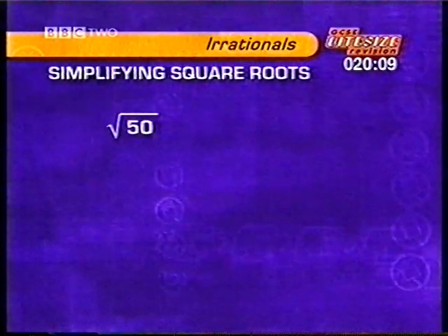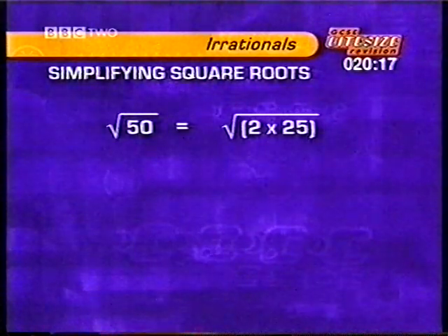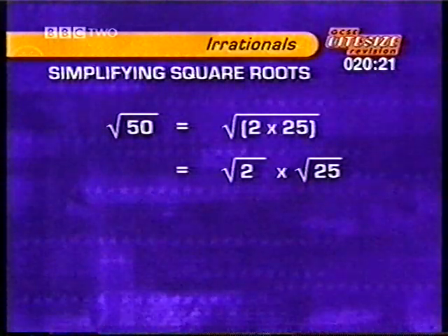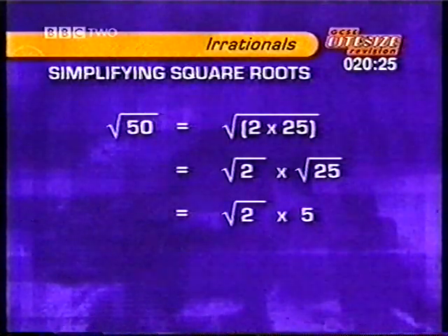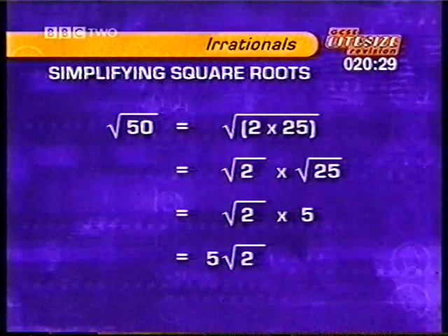Let's simplify the square root of 50. We're looking for a factor of 50 that has a rational square root. Try 25. So root 50 is root of 2 times 25, which is the same as root 2 times root 25. We know the square root of 25 is exactly 5, so we can rewrite root 50 as 5 times root 2.